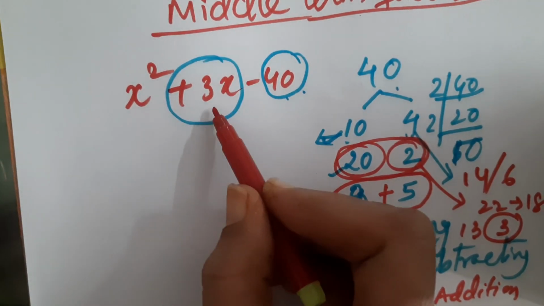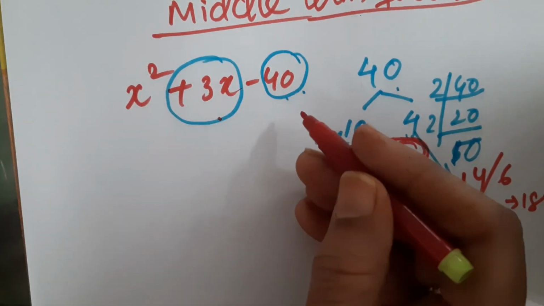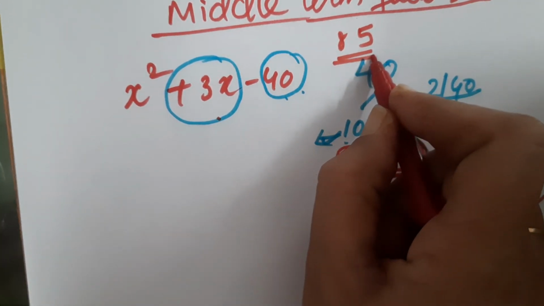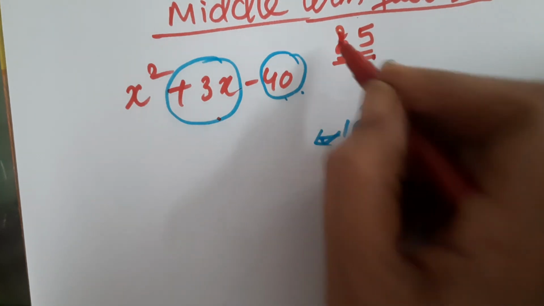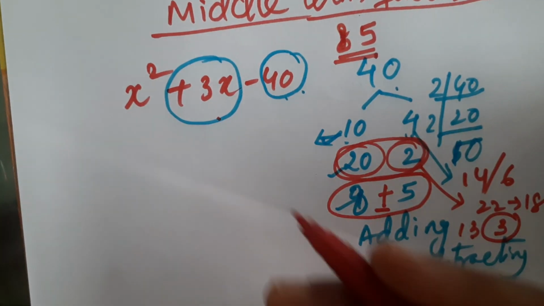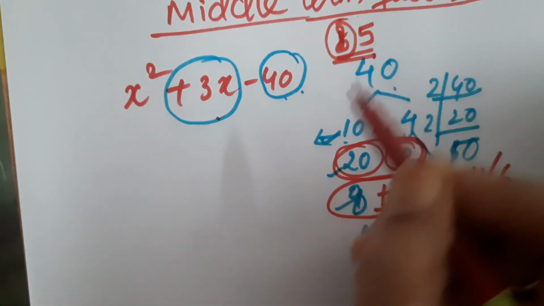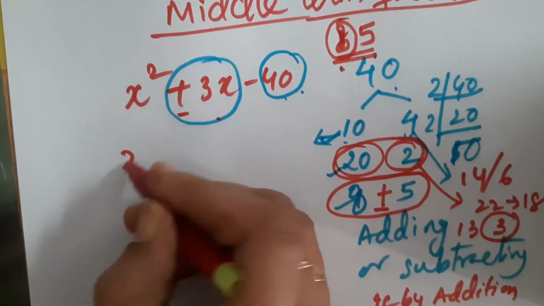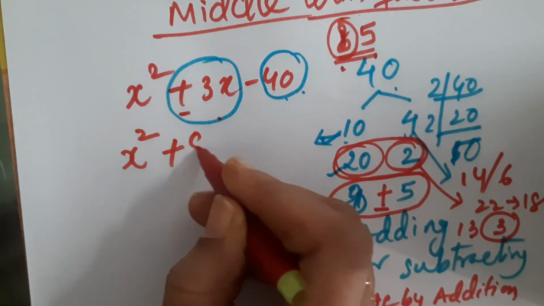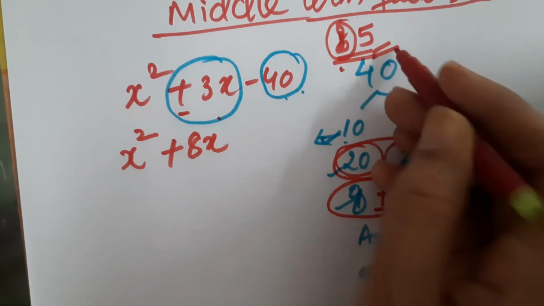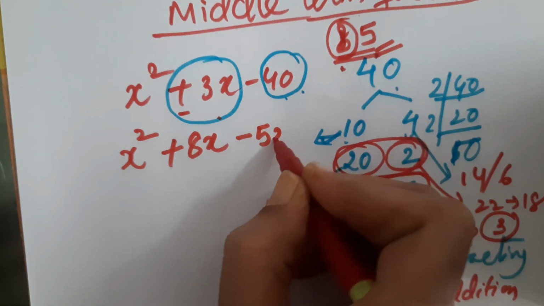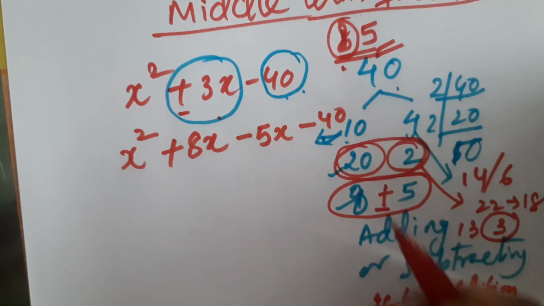So for this case, our question was x square plus 3x minus 40. We choose the factors 8 and 5. 8 fives are 40, and by subtraction we are getting 3. So according to the rule, the bigger number should be given the sign of the question. Here the bigger number is 8, so 8 will get the sign of the question. Thus our solution will start x square plus 8x, and the smaller number should be given the opposite sign. Here we took plus, so we will take minus. Now the rest, minus 40, as it is.